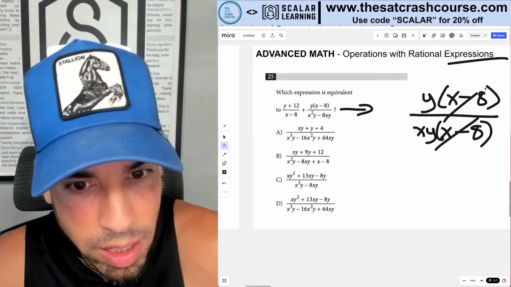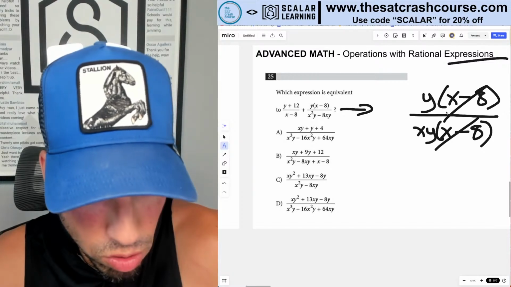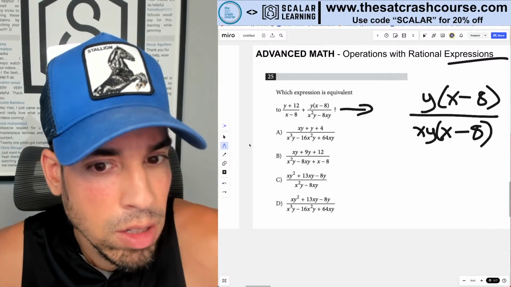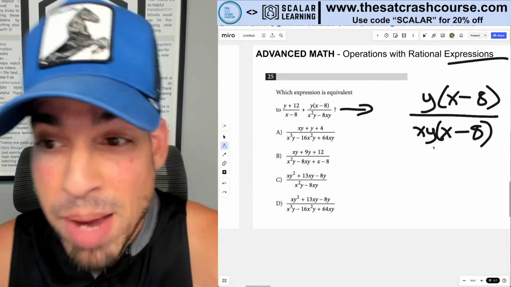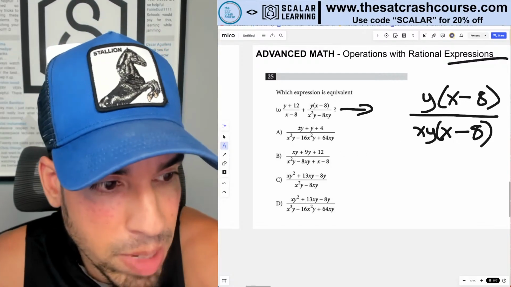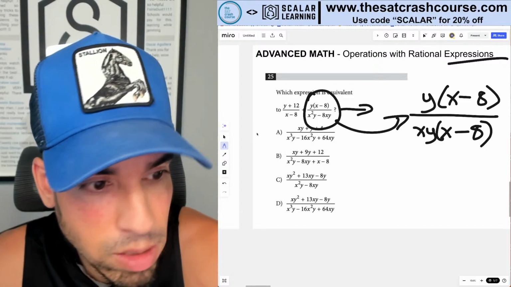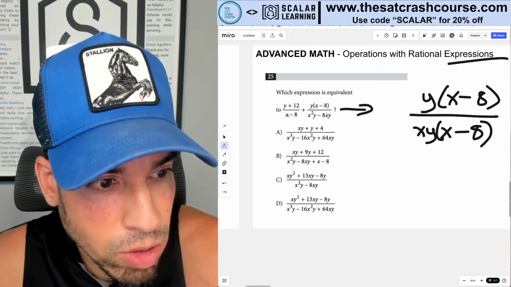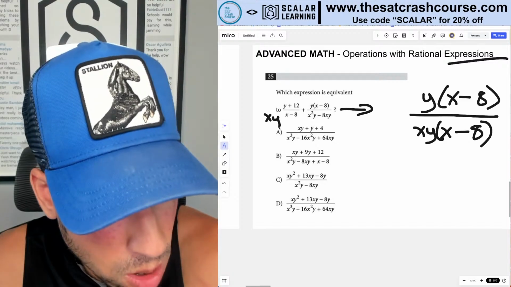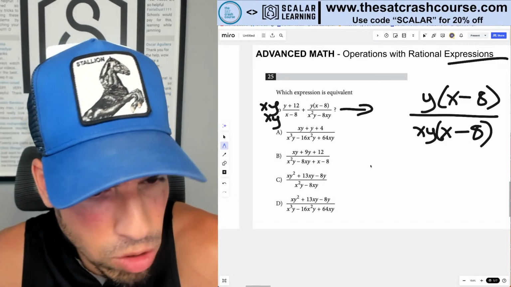Because I could cancel this, but I'm not going to, because we're going to have to put it back in anyway to get common denominators. But it is going to make it easier to get a common denominator here, because this one is now this. So to get a common denominator, since I already have an x minus 8 here, I just multiply by xy and xy, right? So that gives us our common denominators.